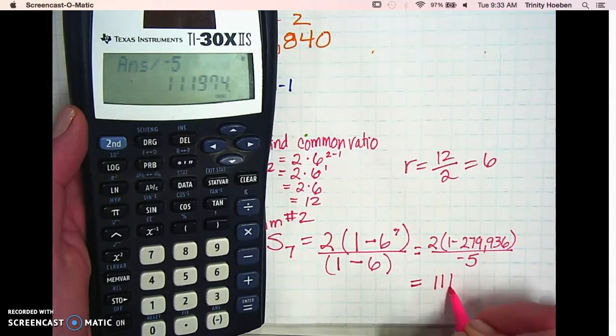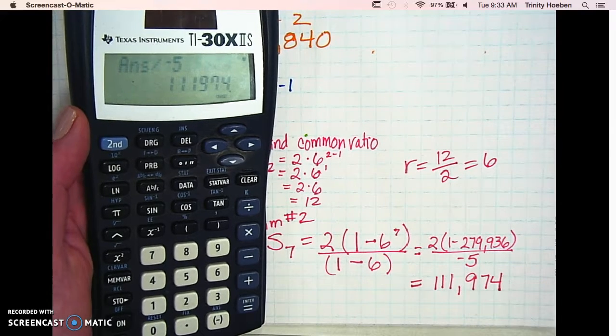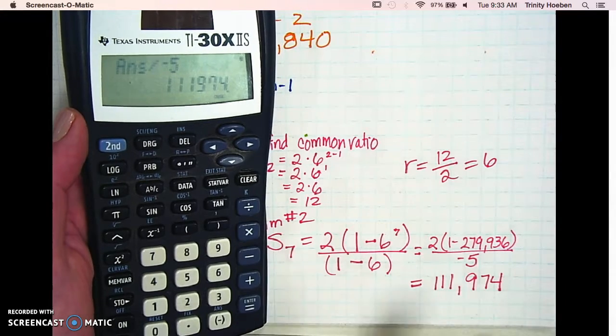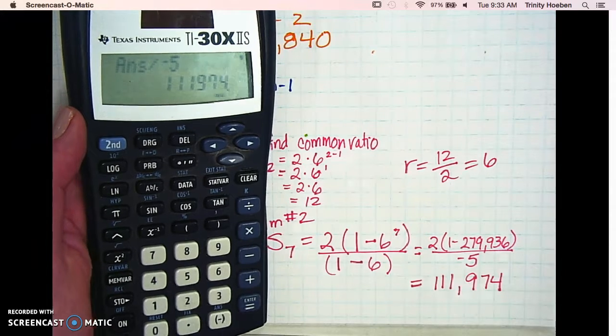So 111,974. Okay. Try typing that in your calculator. Make sure you got the same answer I got, and let me know. Okay.